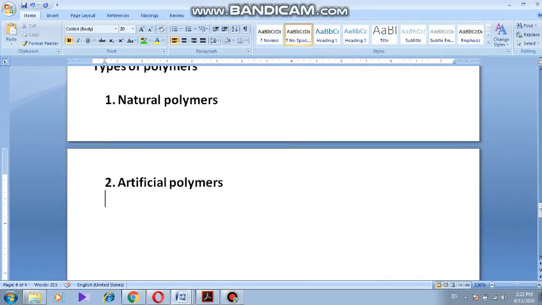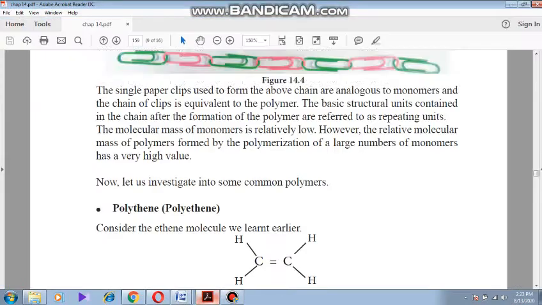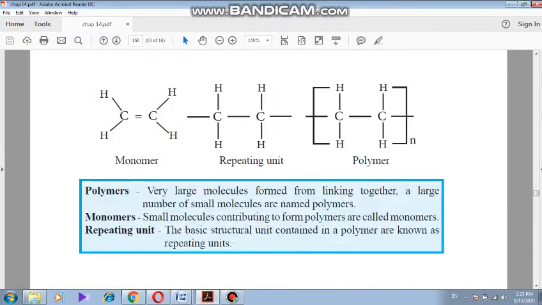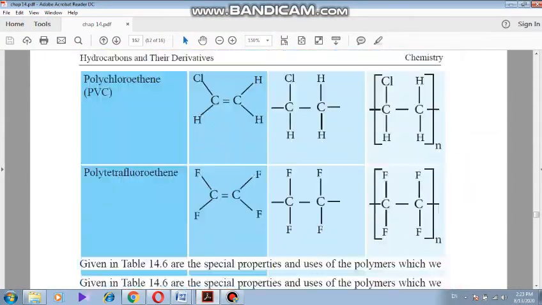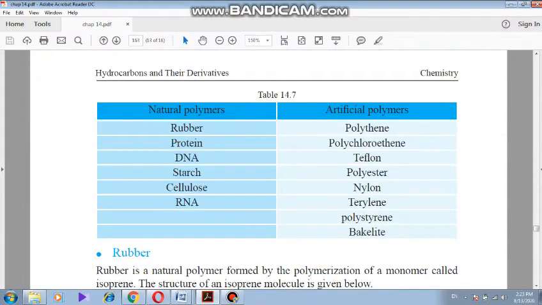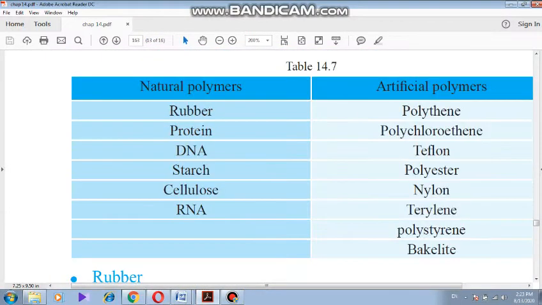Right. So when you consider the natural polymers, there are many natural polymers there. So let's go to the natural polymers first. Here these are the natural polymers. Out of these natural polymers, much of them you are already familiar.